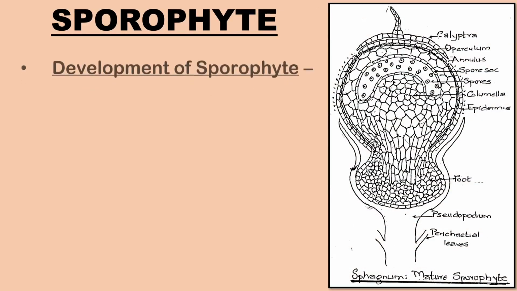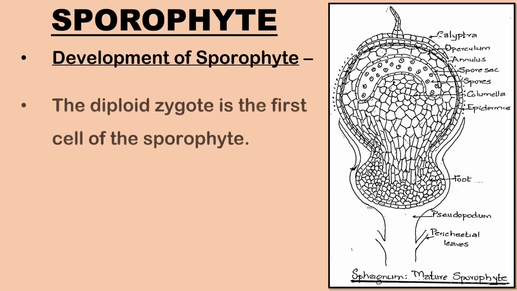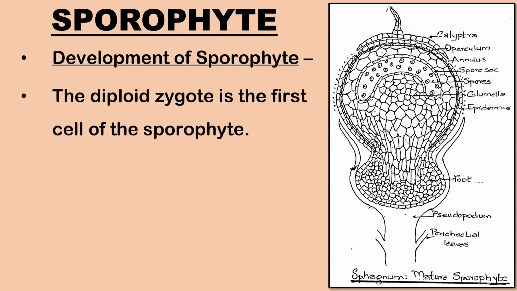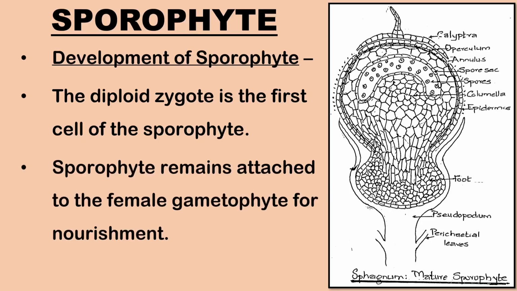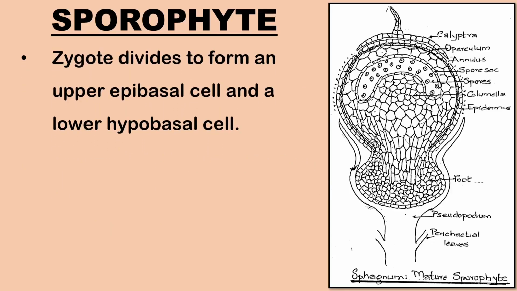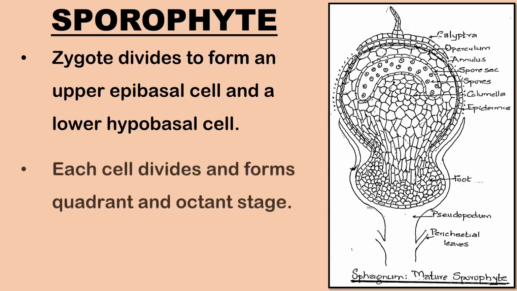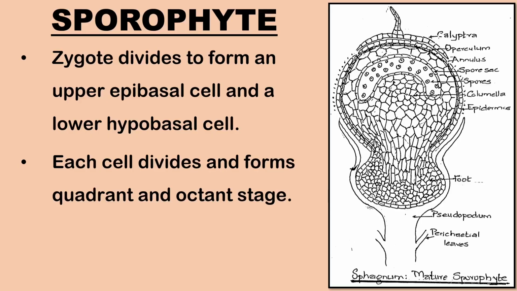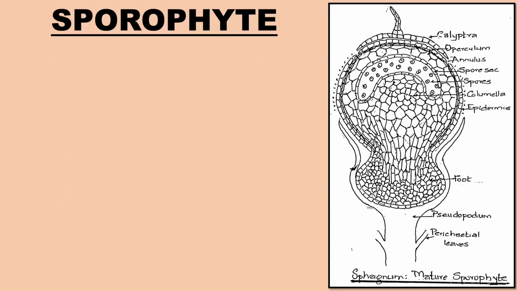Next is development of Sporophyte. The diploid zygote is the first cell of the Sporophyte. The Sporophyte remains attached to the female gametophyte and obtains nourishment from it. The zygote divides transversely to form an upper epibasal cell and a lower hypobasal cell. Each cell divides and passes through quadrant and octet stages.